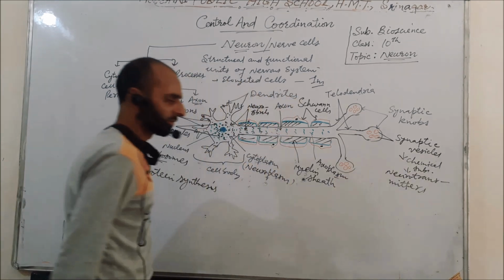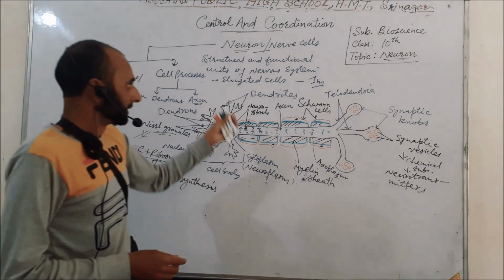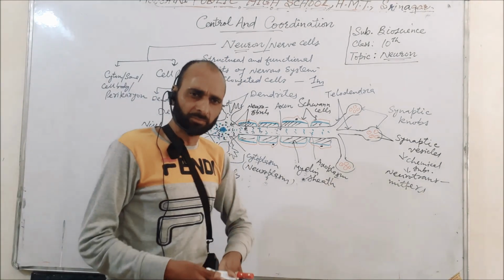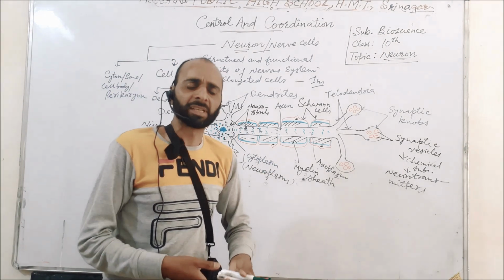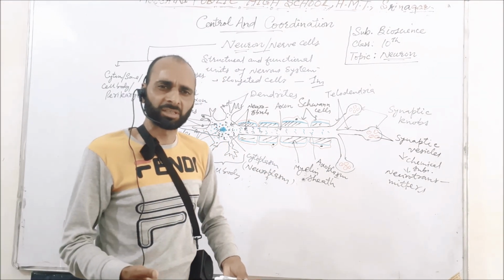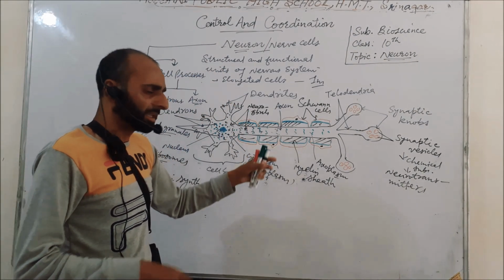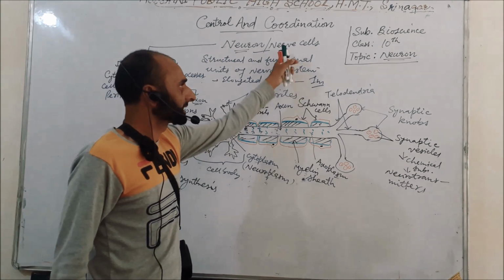It is called exoplasm. Okay, now this entire nervous system I have discussed in the previous lecture. There are central nervous system, peripheral nervous system, autonomic, so many types of nervous system, but they all are made up of these neurons or nerve cells.